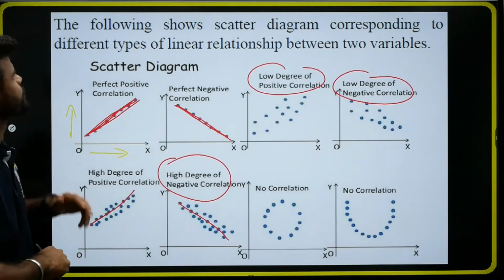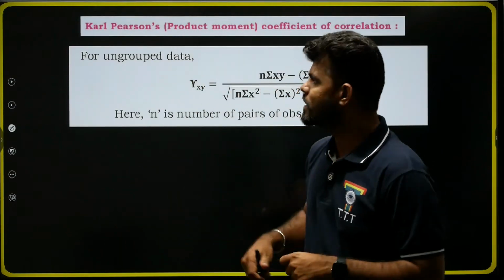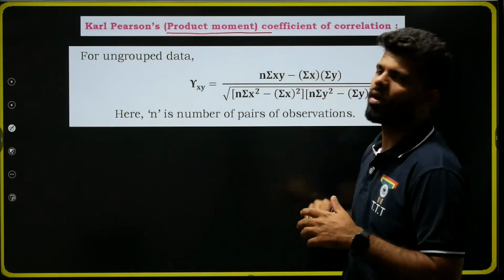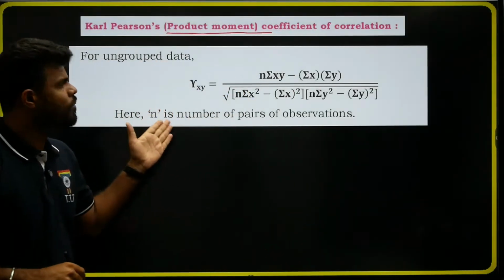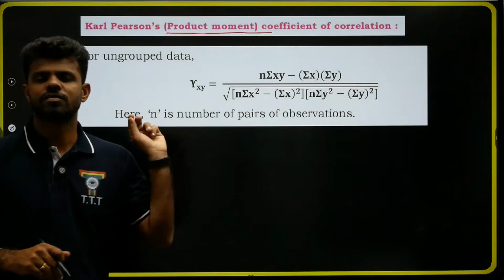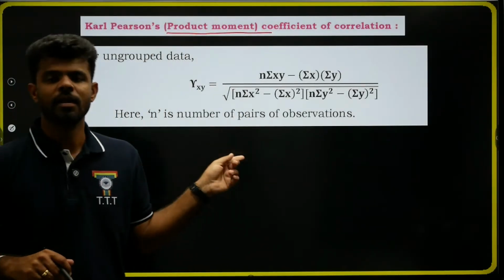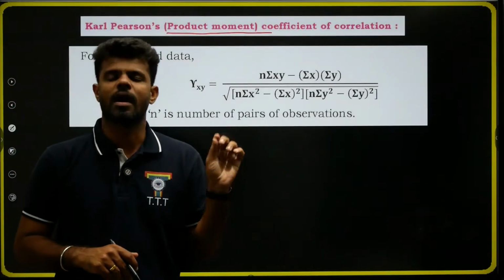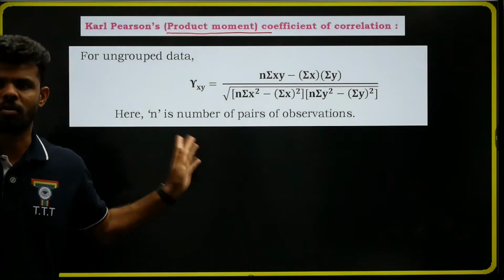Next, number 2, that is Karl Pearson coefficient of correlation, which can also be called product moment coefficient of correlation. This is the formula for calculating Karl Pearson coefficient of correlation. In M3 it is very important, 100%. Many times they have asked for 6 or 7 marks to calculate correlation coefficient or Karl Pearson coefficient of correlation. Therefore this is very important.